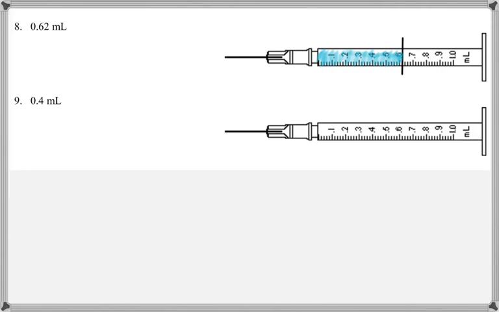0.4, there are no hundredths on this, so we actually already have a mark for 0.4. It's already labeled. So I just need to mark right on that label and then shade in the syringe.